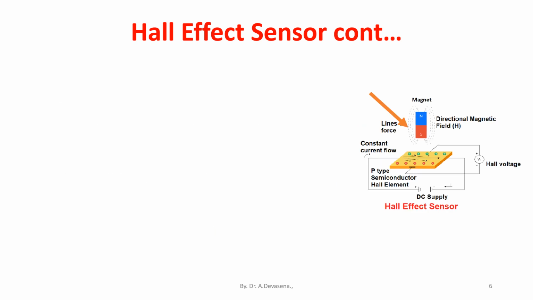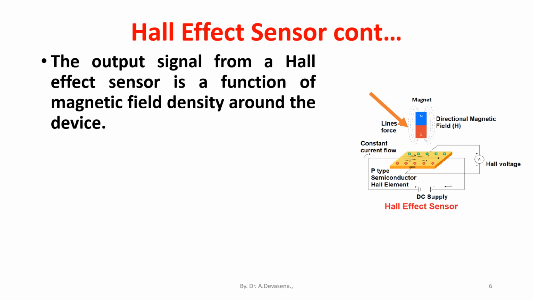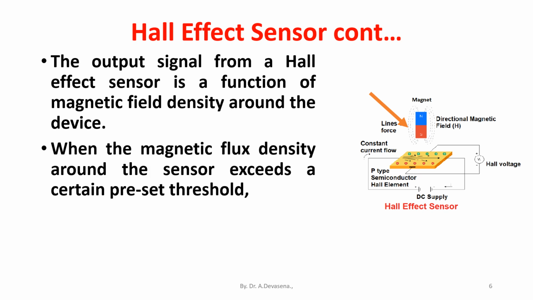The output signal from a Hall effect sensor is a function of the magnetic field density around the device. When the magnetic flux density around the sensor exceeds a certain preset threshold, the sensor detects it and generates an output voltage called the Hall voltage, V_H.